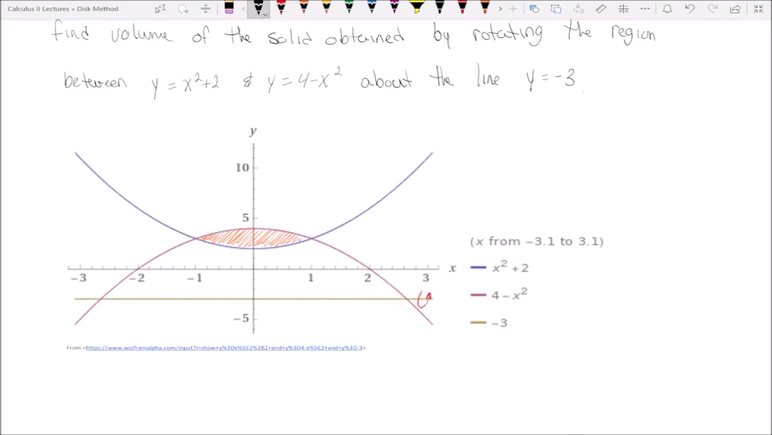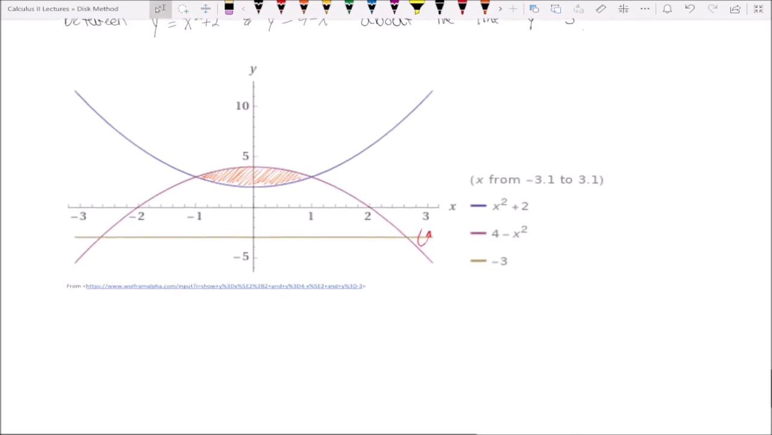Well, why don't we just make this rotate about the x-axis? How do we do that? Well, just move the entire thing up 3 units. Or in other words, what we're doing is we're going to move the origin down by 3 units. That's essentially what we're doing. We're going to redraw our coordinate system.